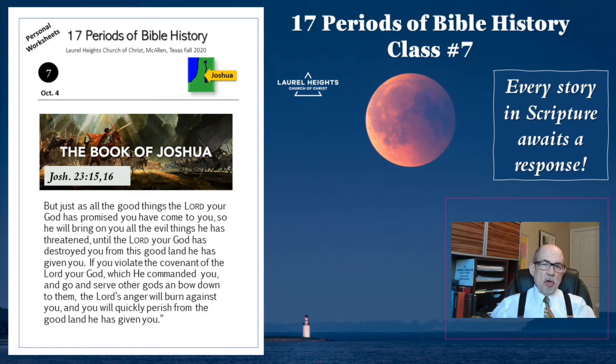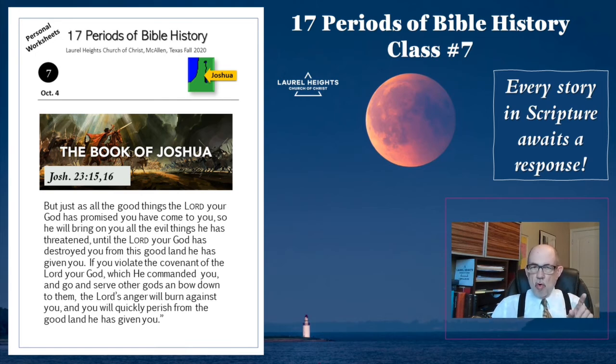"But just as all the good things the Lord your God has promised you have come to you, so he will bring on you all the evil things he has threatened, until the Lord your God has destroyed you from this good land he has given you, if you violate the covenant of the Lord your God, which he commanded you, and go and serve other gods and bow down to them. The Lord's anger will burn against you, and you will quickly perish from the good land he's given you."